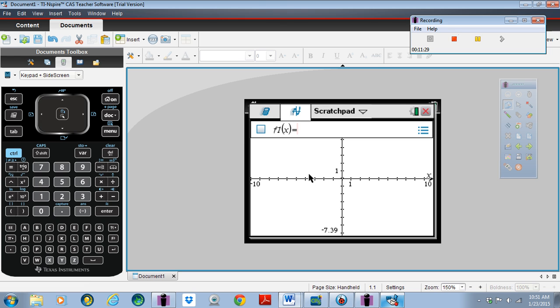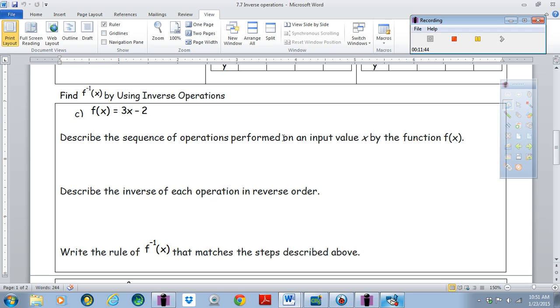Okay, I'm just going to give a set. And we're going to type in 3x minus 2. And that's the linear equation, so it's just a line. Very easy. Okay, just put that aside for now. I'm going to come back, and we're going to find the inverse.